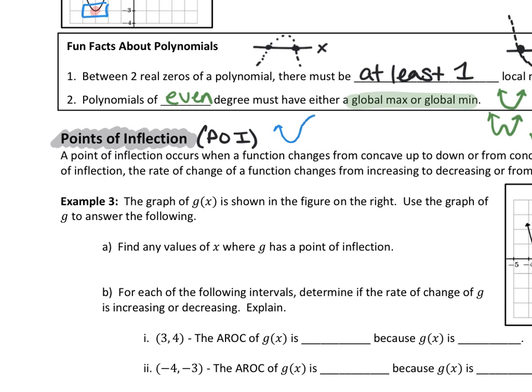and then all of a sudden it switches to concave down, there's a point where it has to change between them. We've identified these before, you just didn't know what they were called. This is when it switches from concave up to concave down or concave down to concave up. Applying that to rate of change, that means that the rate of change changes from increasing, concave up, to decreasing, concave down.